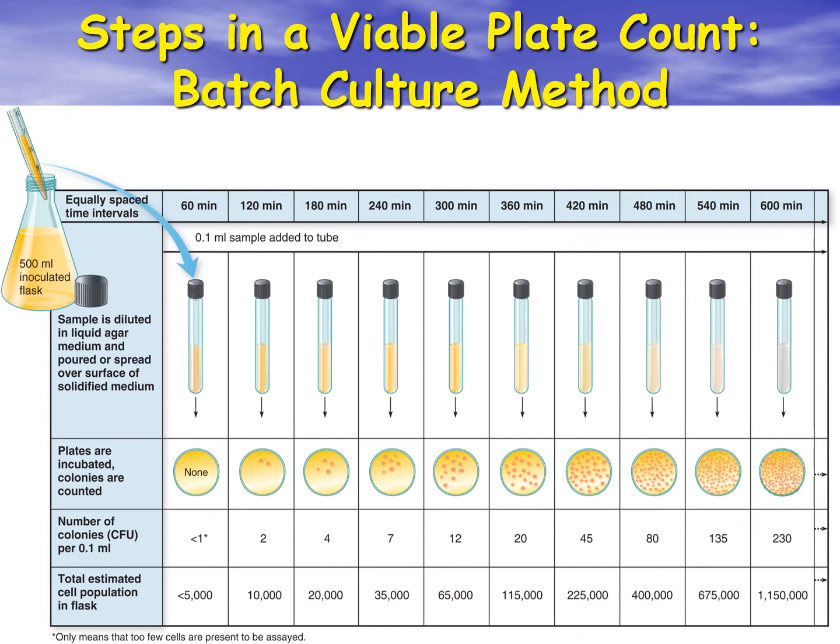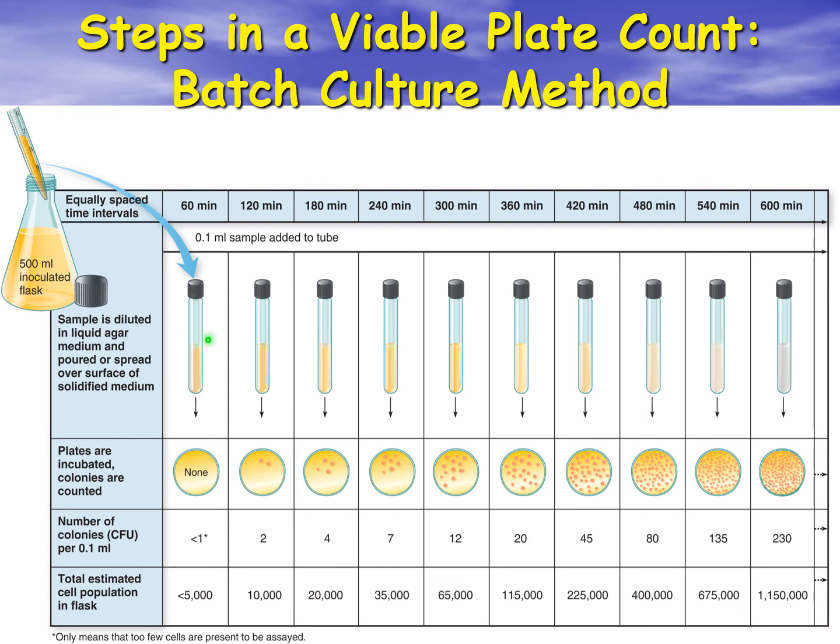Now, we can actually do plate counts. And in this, what we're going to do is take an inoculated sample and put 0.1 milliliter of that sample into 0.9 mL of fresh media. And we're going to then plate it, take a sample from the tube at every hour, and then count the number of colonies on the plate.